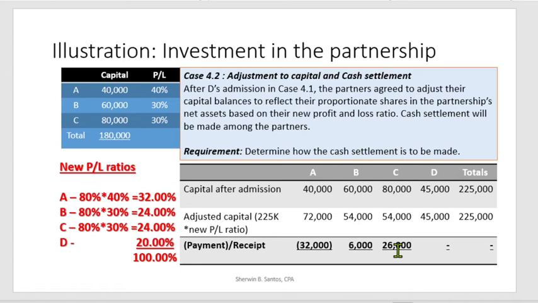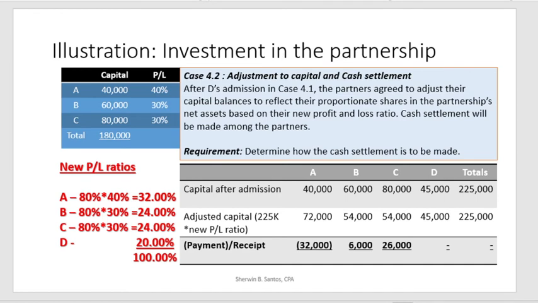How do we journalize the transactions? You have to debit, since magbabayad si A ng capital, it will be a transfer within equity. Kumbaga, yung galing kay A will be transferred to B and C respectively. So A will have to pay B and C for 6 and 26,000 respectively.